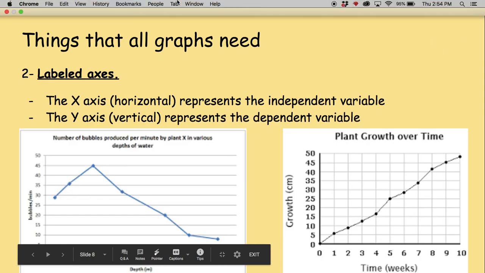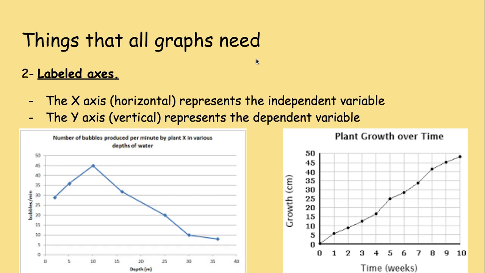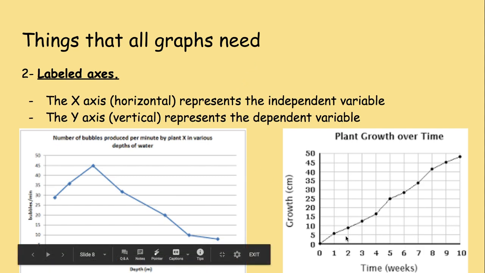Thing number 2. I'm a real stickler on this one, friends. Labeled axes. You can't just put numbers on the side and call it a day. I got to know, what did you change and what did you measure? So the x-axis, that's the one down here, is the independent variable. So here, plant growth over time, I waited a certain number of weeks. My y-axis is the dependent. The number of weeks I allowed to pass changed how much growth there was. Obviously, the longer I let it go, the more it grew.